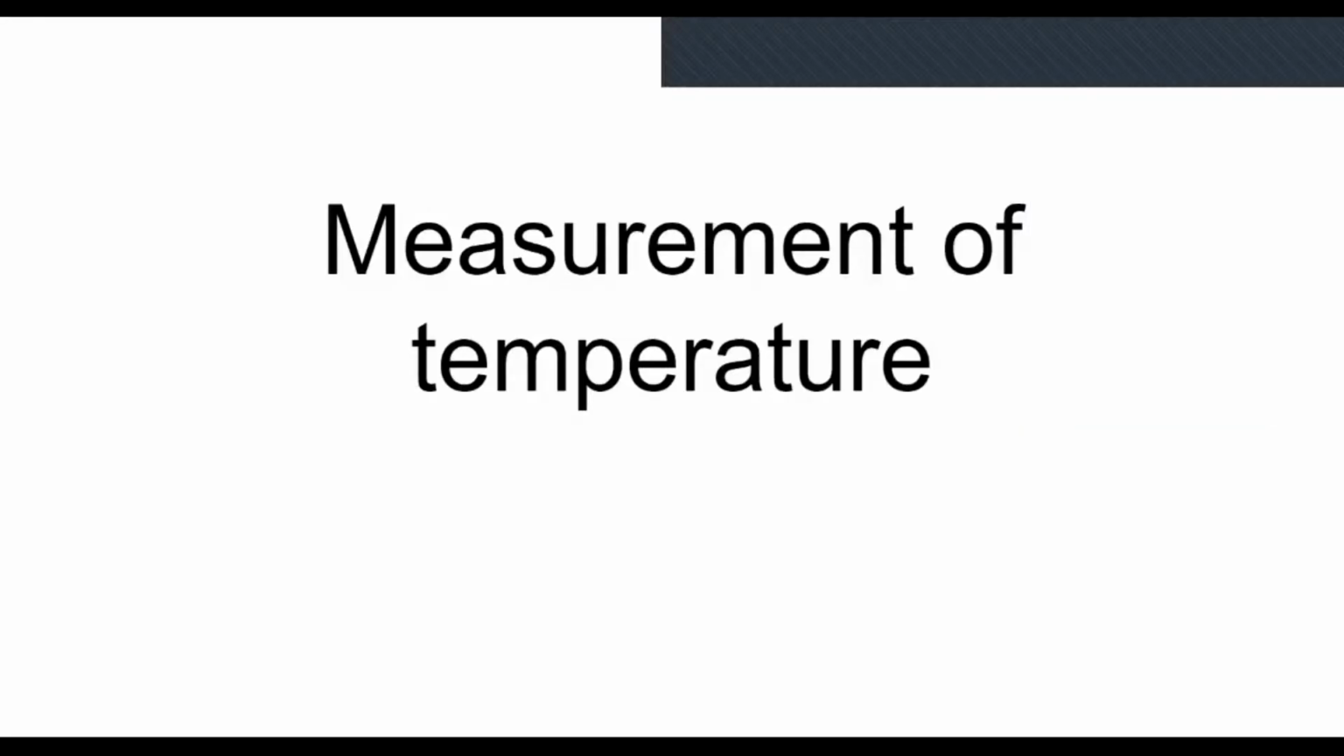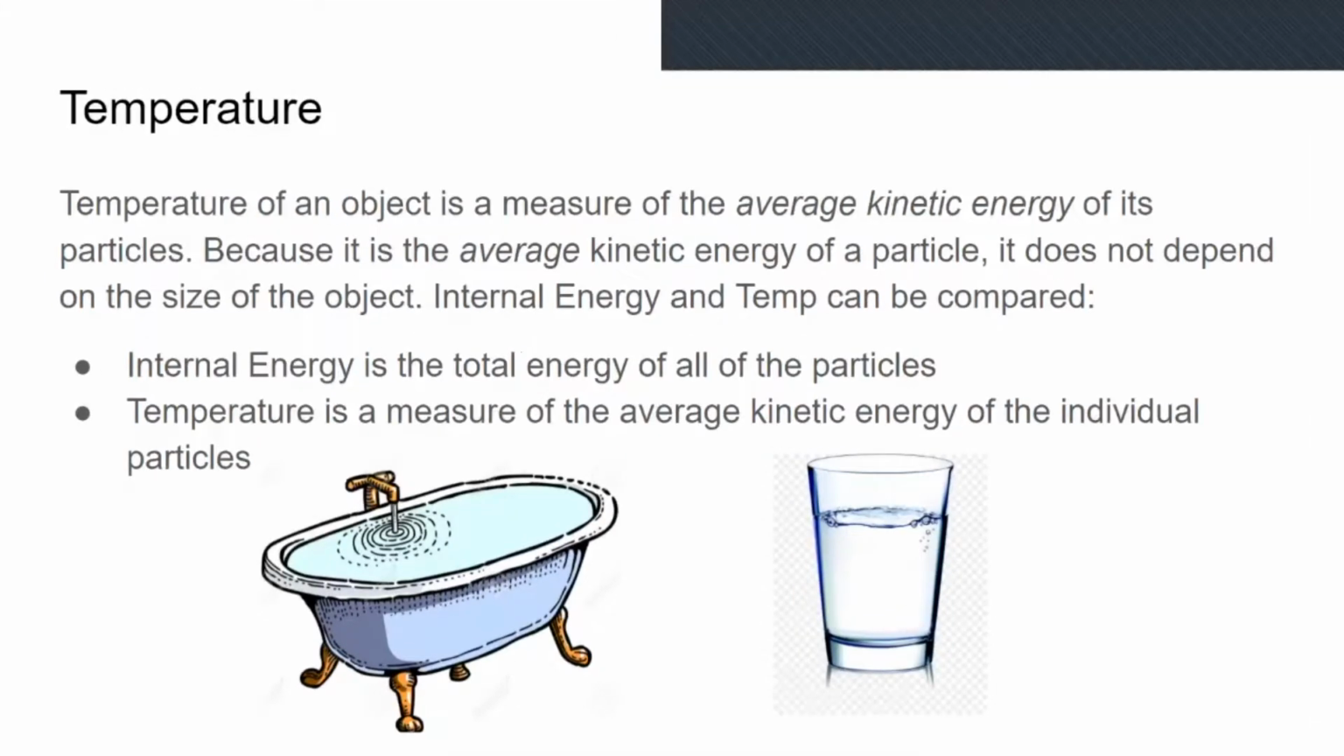Today we're going to cover the third subtopic of topic 3, thermal physics, called measurement of temperature. Temperature. The temperature of an object is a measure of the average kinetic energy of its particles. Because it is the average kinetic energy of a particle, it does not depend on the size of the object.